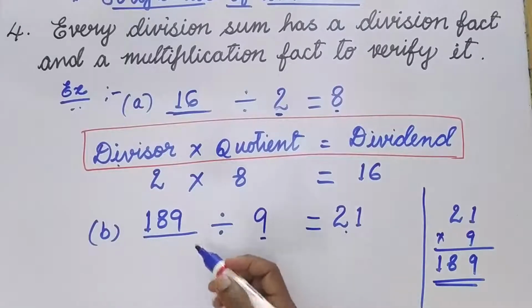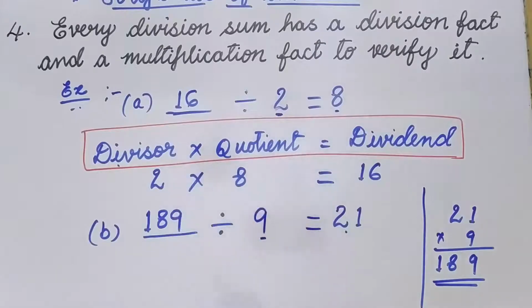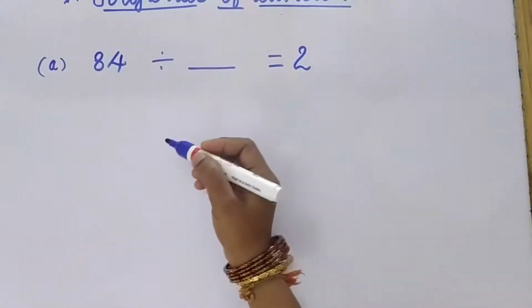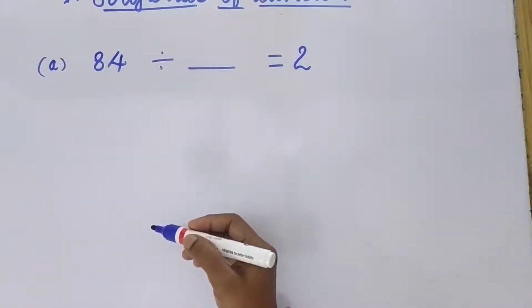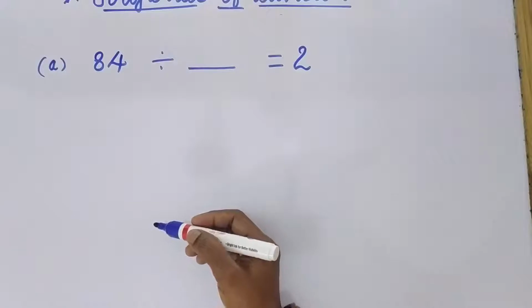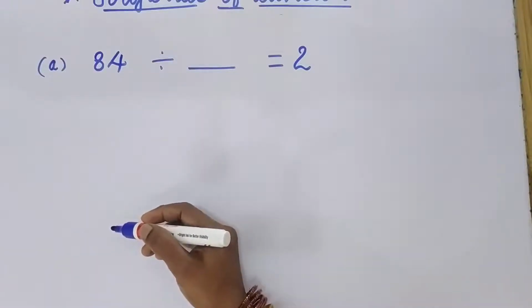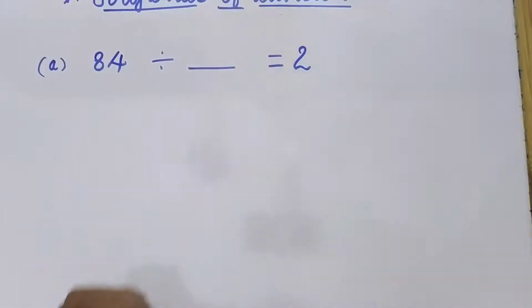Okay, hope you understood. This property will be applied to find the missing dividend. Look at this. Here what's missing? Yes, divisor is missing. So, to find the missing divisor, we have to apply here... What should be applied? Multiplication fact? No, we have to apply here division fact.